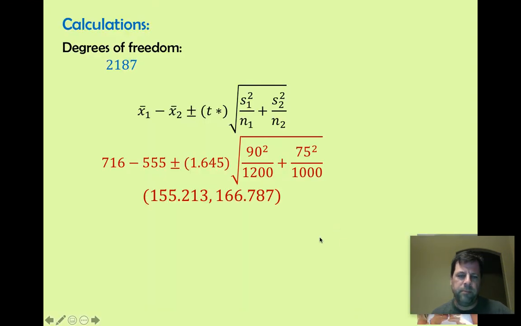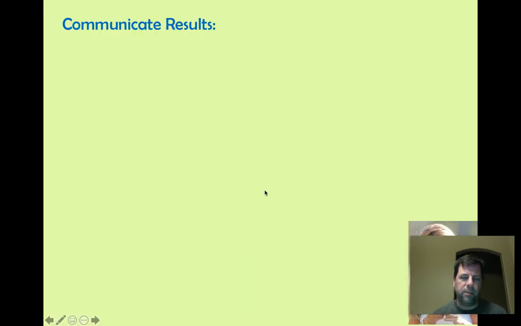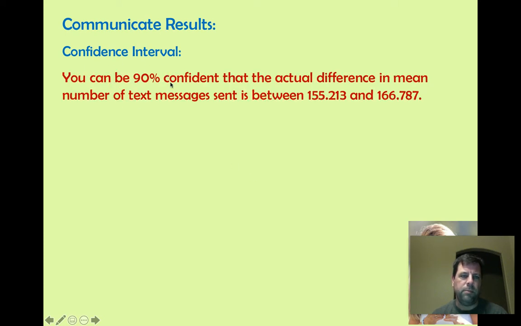PowerPoint. Okay. There's the values. Communicate the results. Confidence interval. You can be 90% sure. I can be 90% confident. The actual difference in mean number of text messages sent. I should talk about sent between women minus men is 155 to 166. That's not very good right there.